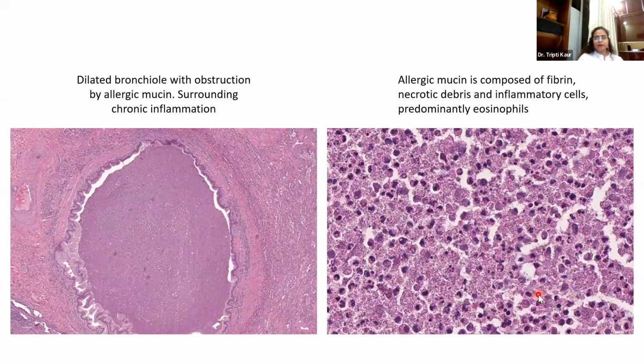Okay, so another case, anybody would like to take up this case? It's a very interesting case. Allergic fungal, it goes on the same lines as allergic fungal rhinosinusitis. Okay, so there is a dilated bronchiole. There is some amount of bronchiectasis, and then you can see this allergic mucin.